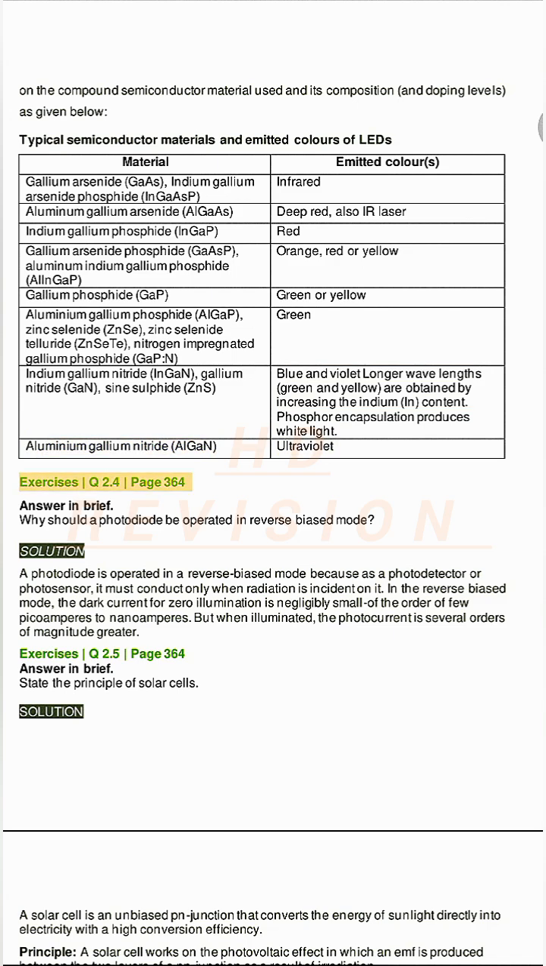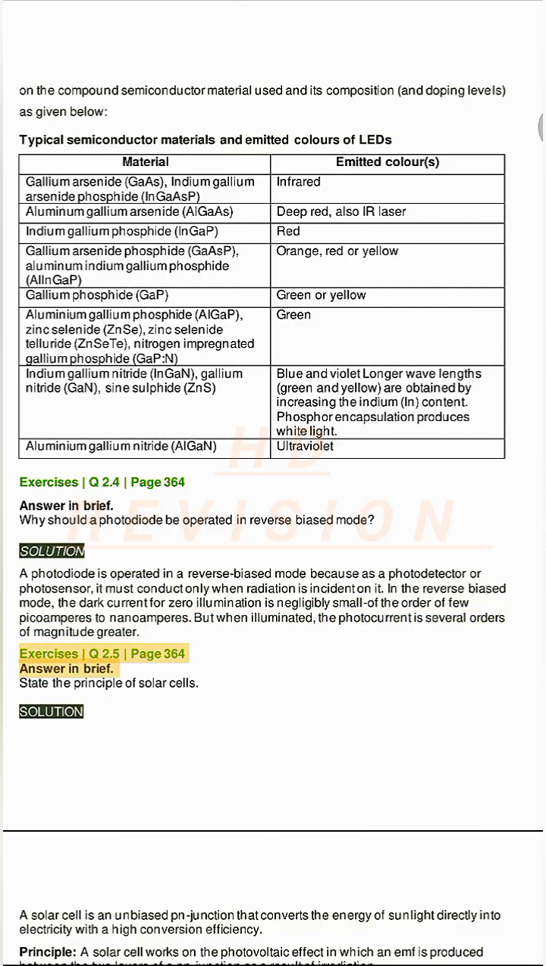Exercises Q2.4, page 364. Answer in brief. Why should a photodiode be operated in reverse biased mode? Solution. A photodiode is operated in reverse biased mode because as a photodetector or photosensor, it must conduct only when radiation is incident on it. In the reverse biased mode, the dark current for zero illumination is negligibly small, of the order of a few picoamperes to nanoamperes. But when illuminated, the photocurrent is several orders of magnitude greater.